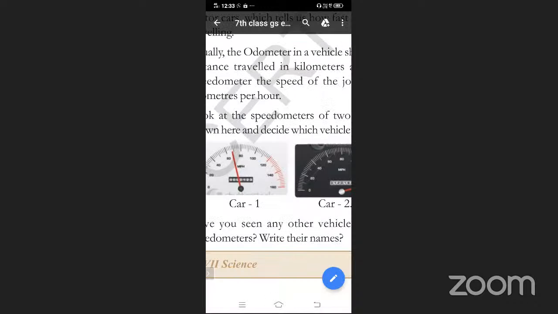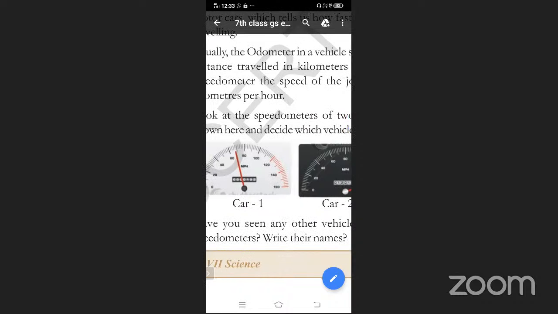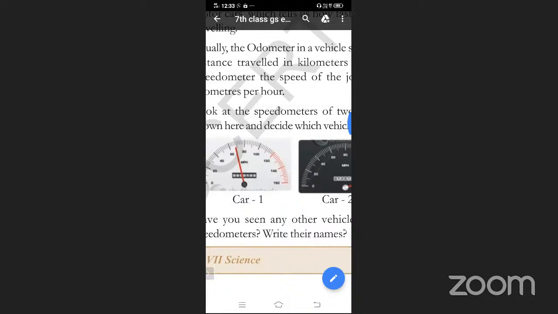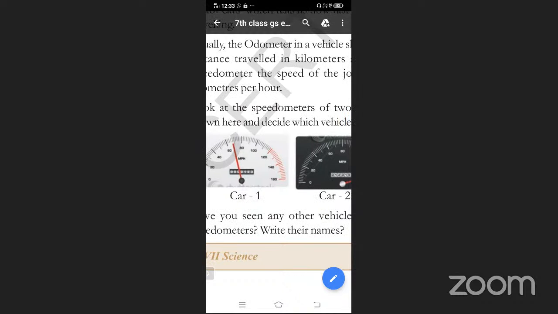The images shown are what we find on bikes, cars, etc. So these two are called the speedometer and odometer. Okay, children, these are the two speed instruments. Around the world, we all use the same. Now you may have observed the speedometer in a motor car, which tells us how fast the car is traveling.